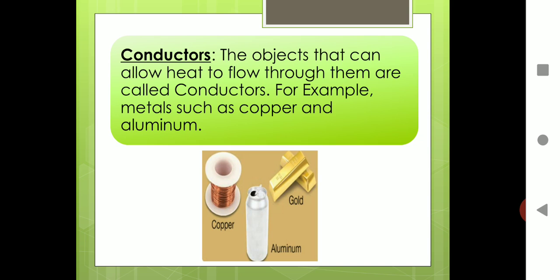The objects that can allow heat to flow through them are called conductors. For example, metals such as copper, aluminium, iron, and steel, which is an alloy, are also conductors. So in the previous slide we saw that the metallic spoon kept in hot tea was becoming warm. So why was it so? It is because the metallic spoon is made up of a metal which is a conductor of heat.